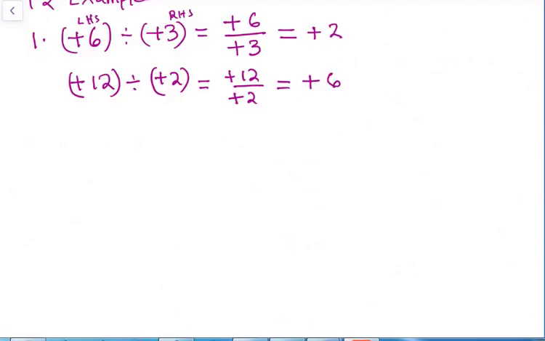We'll go to the third example, which is a plus 8 divided by plus 4.